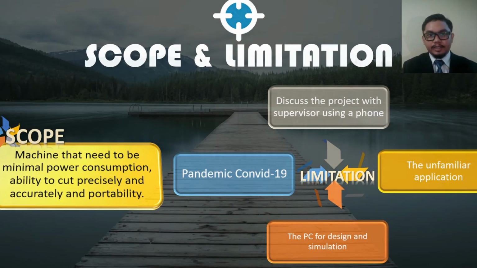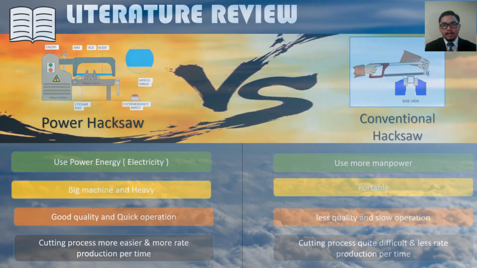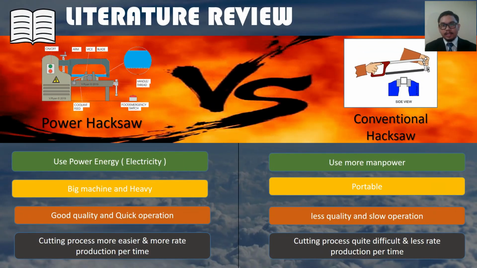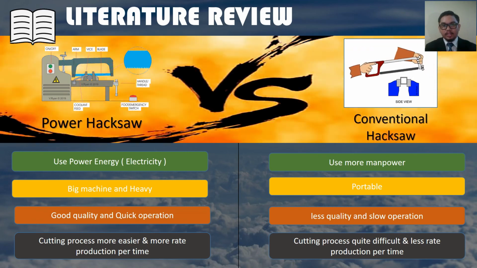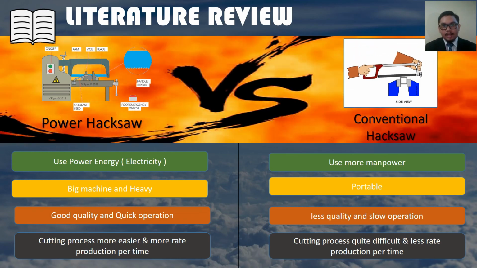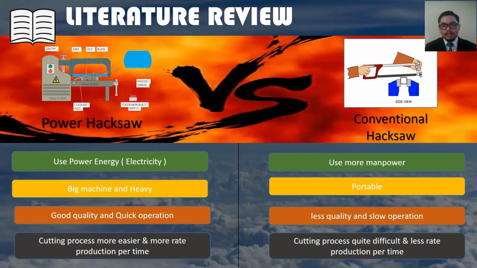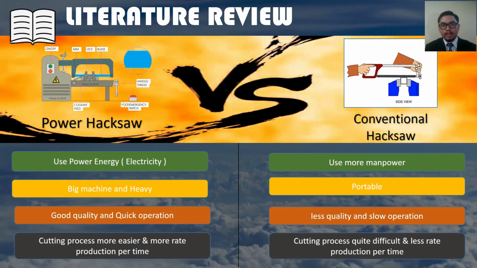For the next presentation for this topic in chapter 2 is about the literature review. So I will discuss some of the research that I did as a reference for the development of the project. First, it is about conventional hacksaw versus power hacksaw. As we can see, there are many advantages of a power hacksaw compared to a conventional hacksaw. First, it is about energy. The conventional hacksaw uses manpower energy to cut the workpiece, while the power hacksaw uses power energy like electricity. This will help the worker to work more efficiently and not be exhausted.